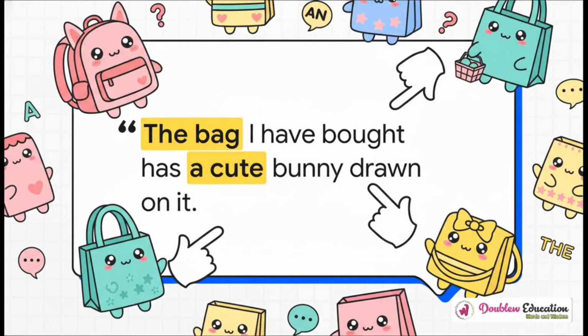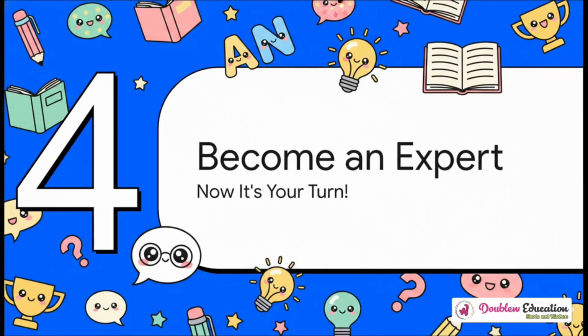Here's a great sentence to lock it in. The bag I have bought has a cute bunny drawn on it. Now, why is it the bag? Because it's not just any old bag in a store, it's the specific, particular one that I bought. We know exactly which one. The is pointing right at it. And just like that, you've basically become an article expert. Seriously, you've learned all the secret codes.